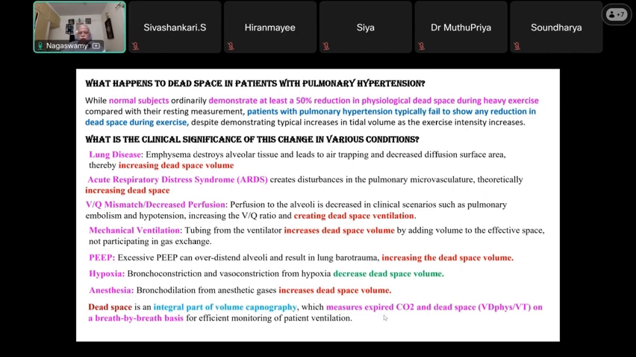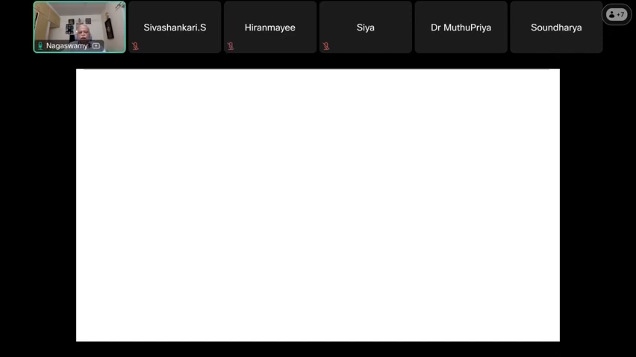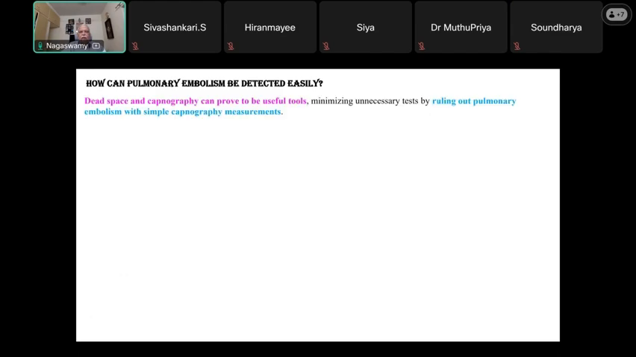What is the other type of capnography? Time capnography. Time capnography, fantastic, very good. So how do you differentiate between a picture of volume capnography and time capnography? Any idea? How can pulmonary embolism be detected using this also?